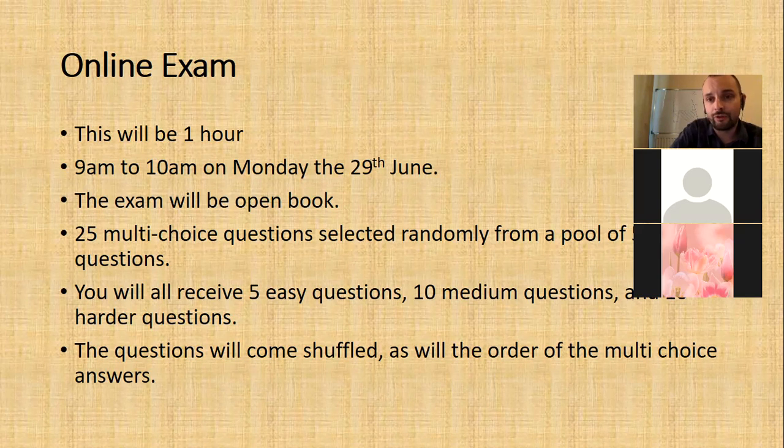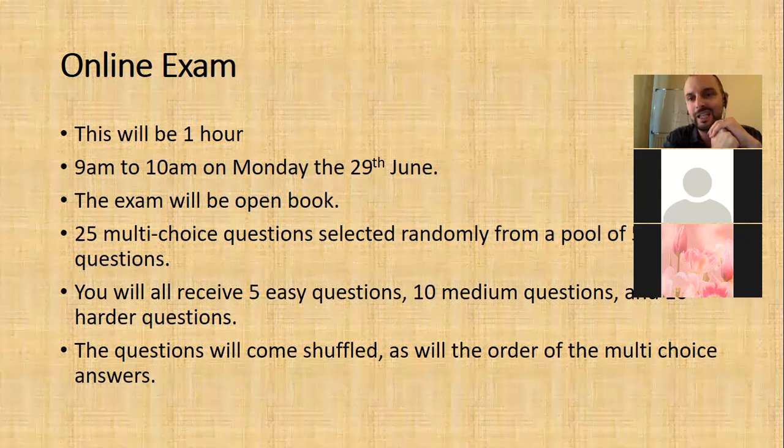Now, with a group of questions coming out of a pool, the greatest accusation is, what happens if Cardo gets easier questions than I get? We're basically ranking these questions in terms of easy, medium, or hard. The questions are being put into 3 different pools. You will get 5 easy questions, 10 medium level questions, and 10 harder questions. It's all multi-choice, so just keep that in mind.